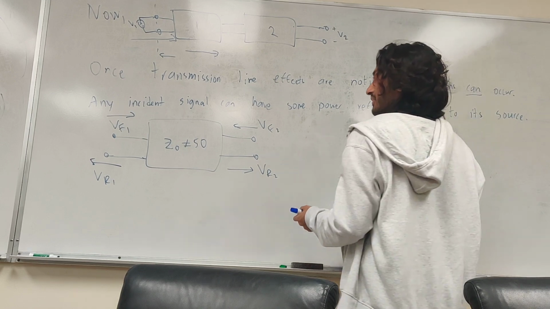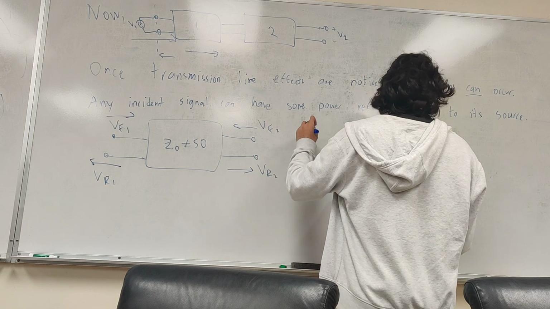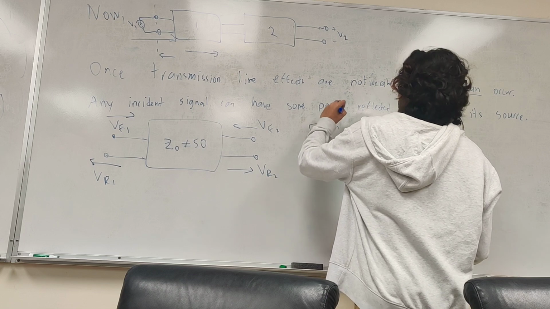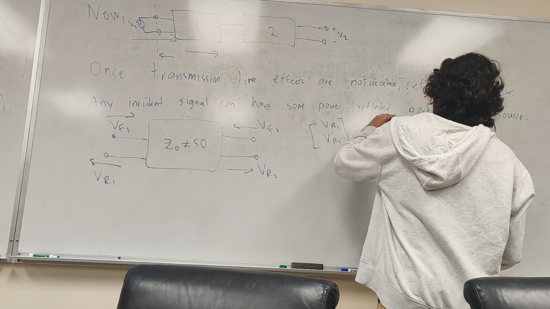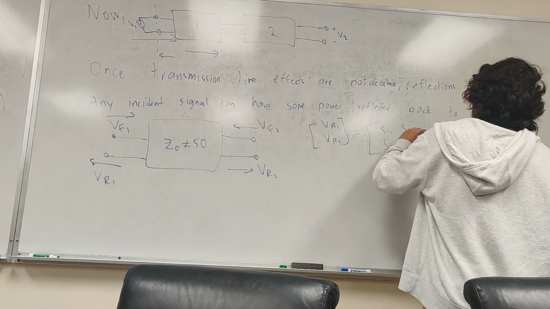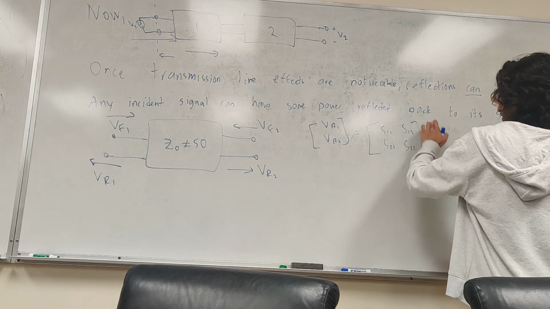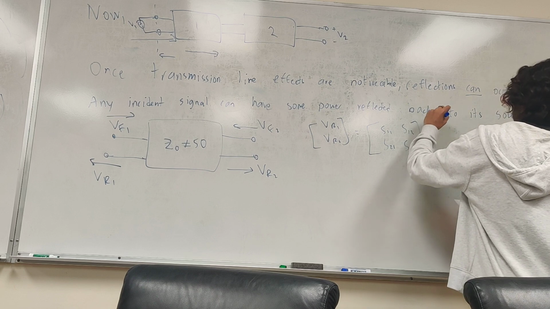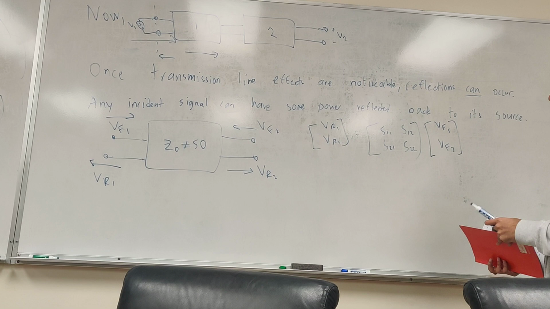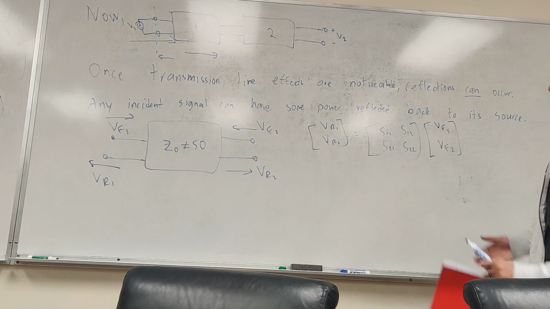And now I'm going to throw a bit of matrix stuff at you. So we can make a matrix here, VR1, VR2, equals S11, S12, S21, S22, just like how we had our Z11, Z12, and so forth. This is going to be multiplied by VF1, VF2. Okay, just the same matrix stuff as from before. But now we're going to talk about how we get these quantities.